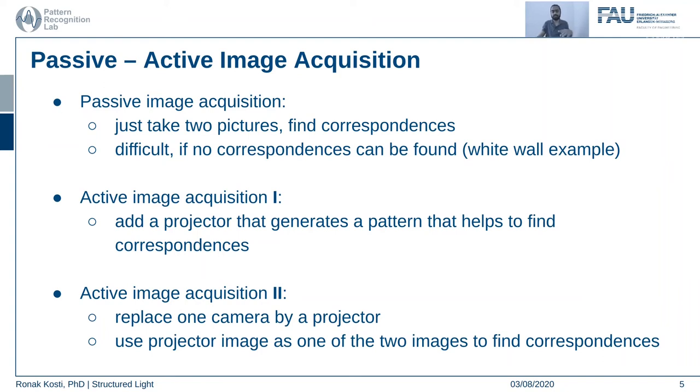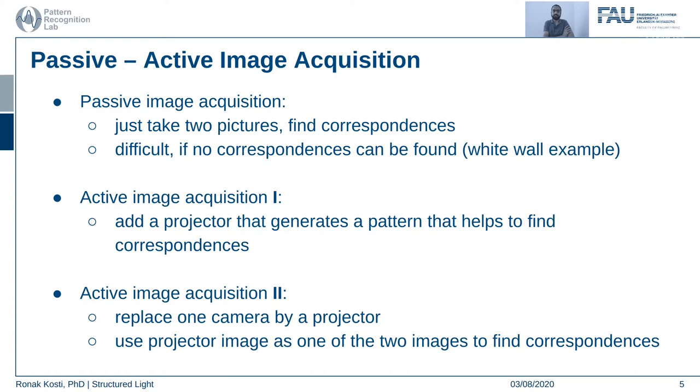So there is already a stereo setup, and it is not working sometimes, or we need additional information to find better correspondences. In that case, we just add one projector which generates a pattern. This pattern is controlled, and therefore we are able to find better correspondences. So that is the first way of having an active image acquisition technique.